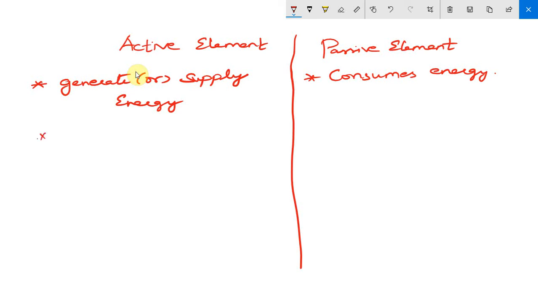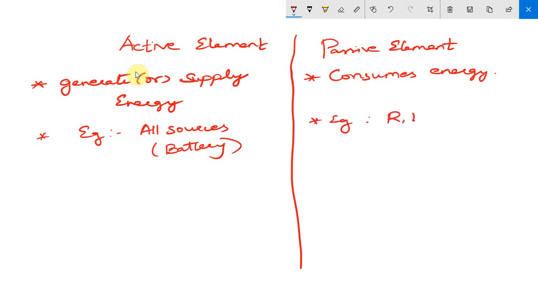Okay, the next point is examples. Both voltage sources and current sources are examples of active elements. So all sources are examples of active elements. Specifically, we can say a battery is one example of an active element, whereas resistors, inductors and capacitors are said to be examples of passive elements.